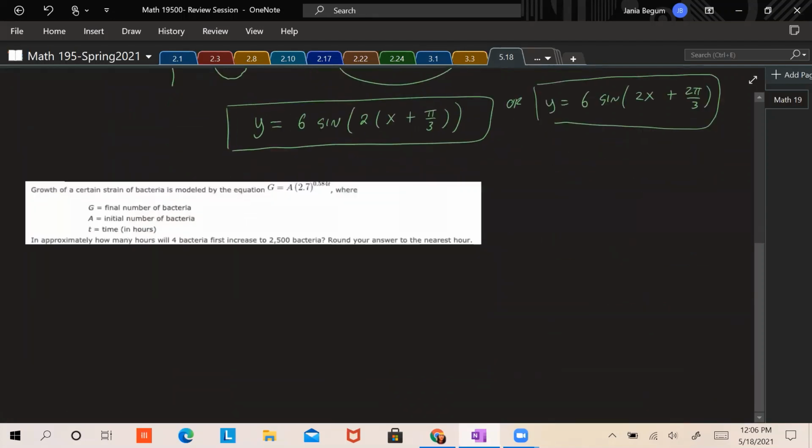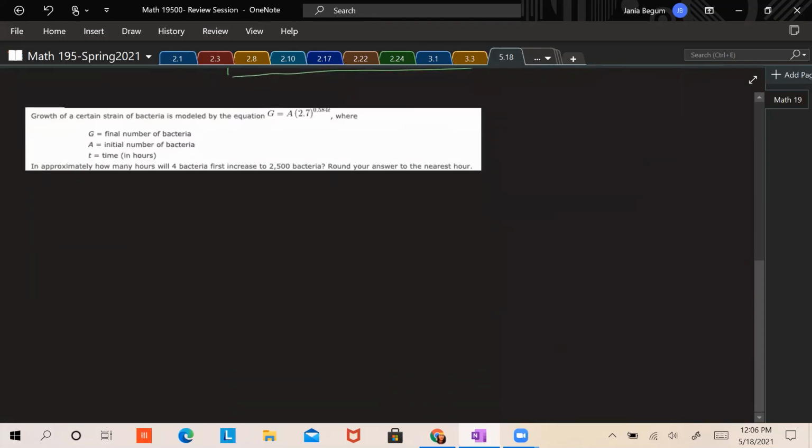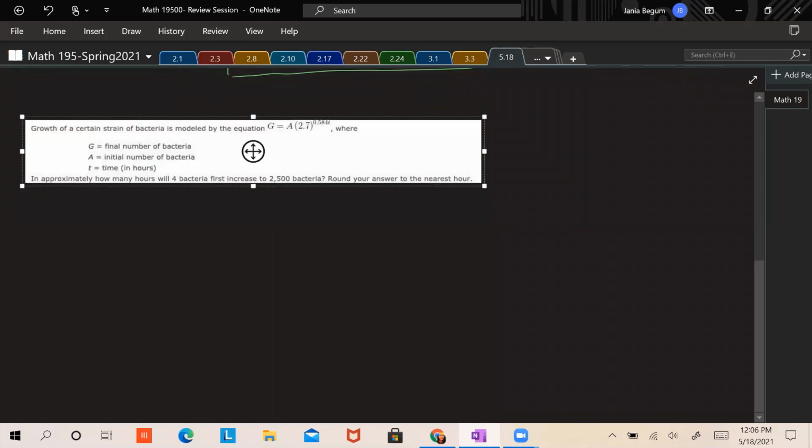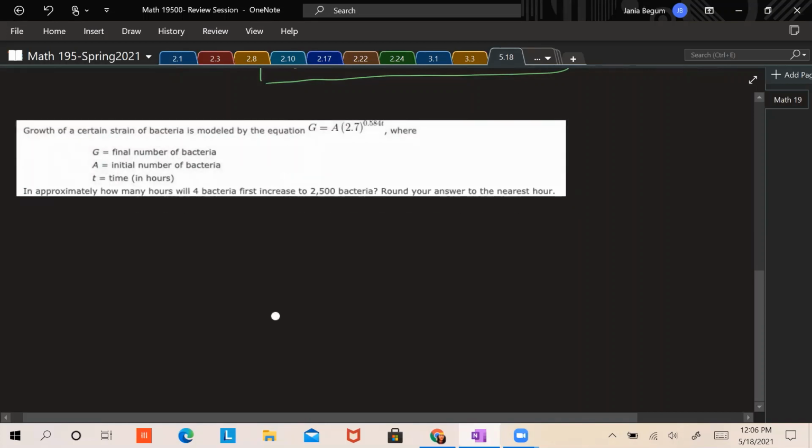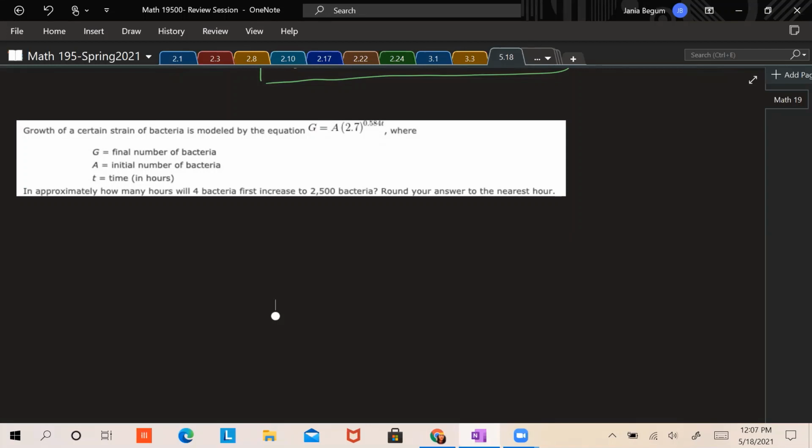Now here is another question that is also covered in this course. So it's either a growth or a decay. It looks like it's a growth problem. So go ahead and take a couple of seconds, read the question, try to see what they're asking you to find, and then write down your ideas and then we'll start.